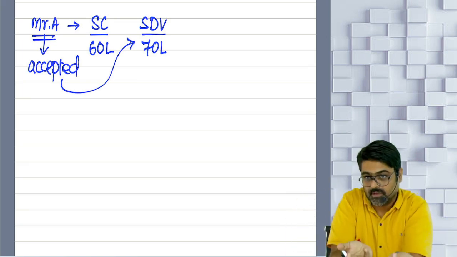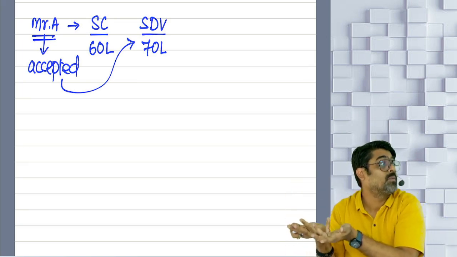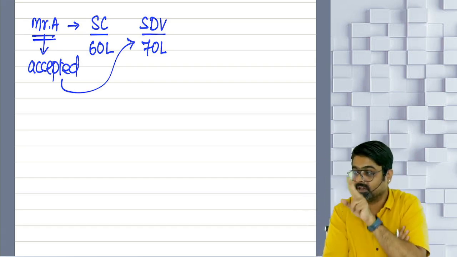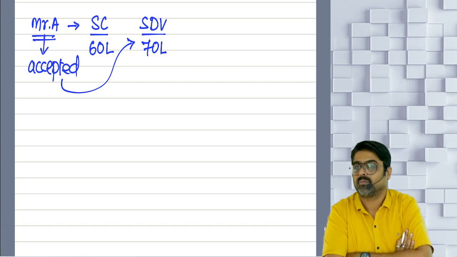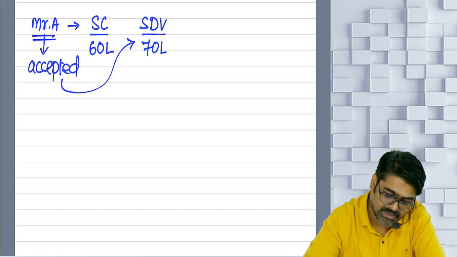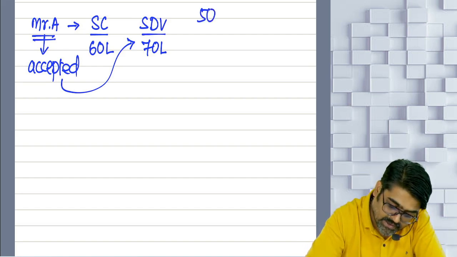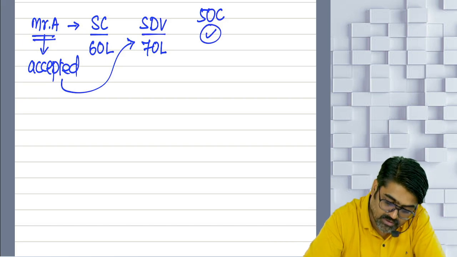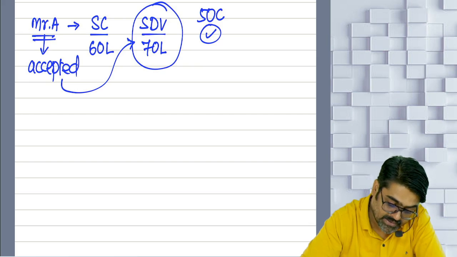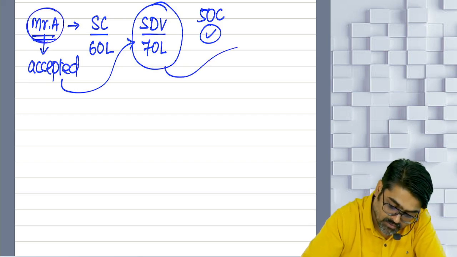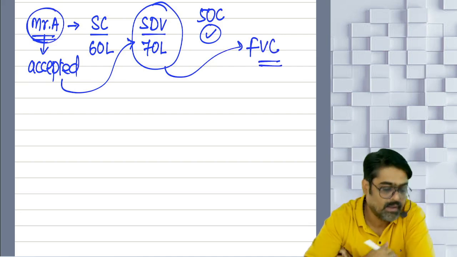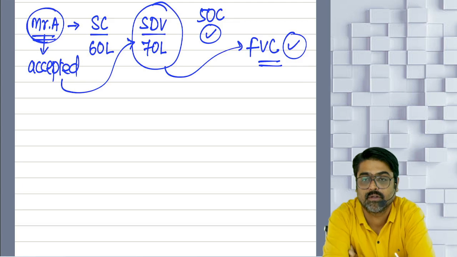So if he agrees, he accepts that the stamp duty value is 70 lakhs, and that stamp duty value is higher than the sale consideration, and the difference is more than 10% of the sale consideration, here 50C will apply. Yes or no? And the stamp duty value which is accepted by the assessee will be treated as full value of consideration. Yes or no?